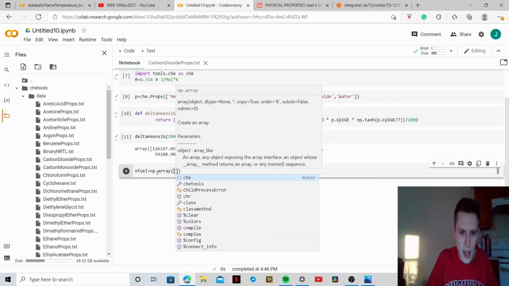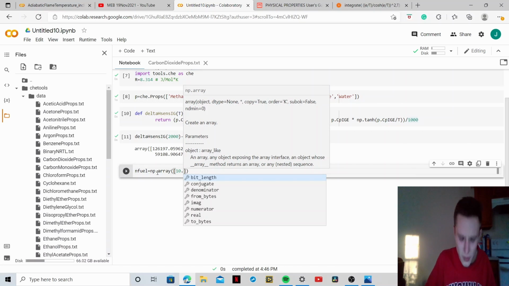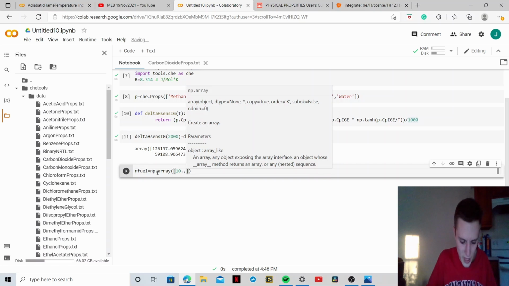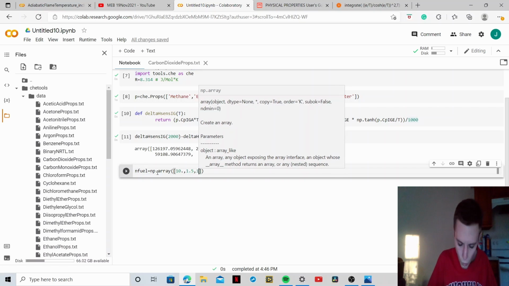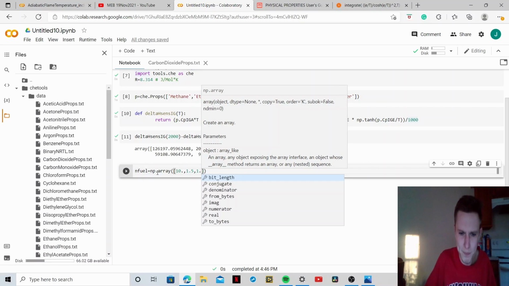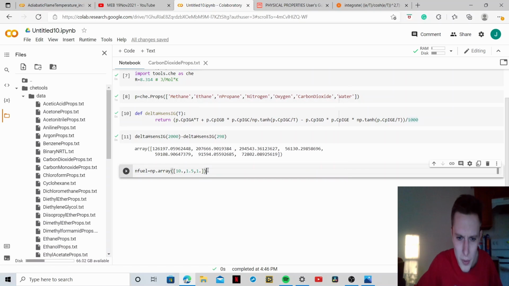And we'll say that for our methane, we'll do 10 moles. And then for ethane, we'll do 1.5 moles. And these are already predetermined values for the particular problem of ethane. And then we will do 1 mole for propane. Okay, so we have that.